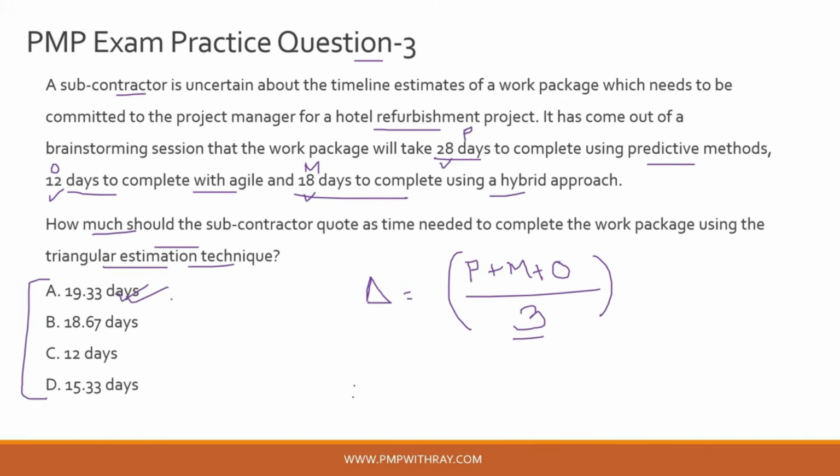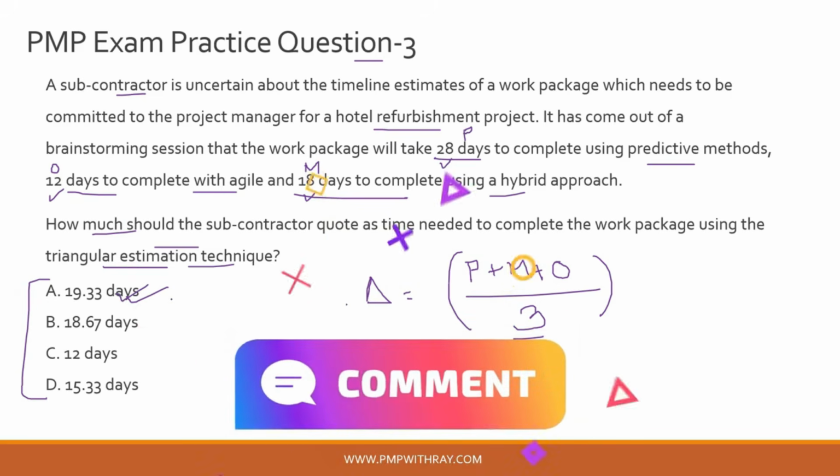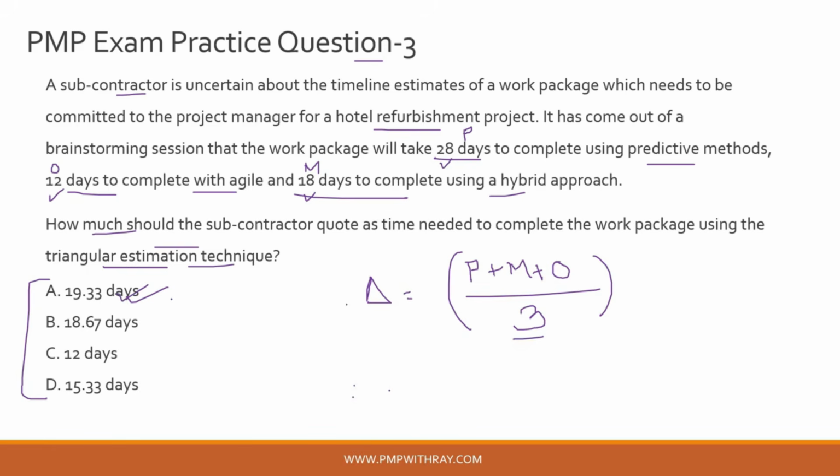Please do not confuse between the beta distribution and the triangular estimation. Okay. I would like you to put in the comment section of this video what according to you is the estimation formula when you are using a beta distribution estimate. Okay. And you are not using a triangular estimate. Let me see how well you are prepared for your PMP exam. Okay, I will hide the correct answer within the comment section below.